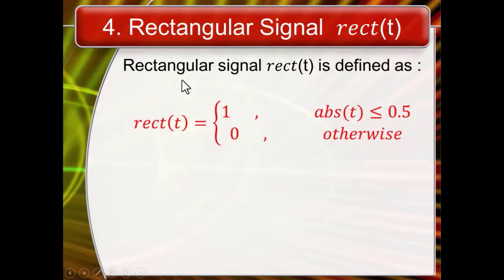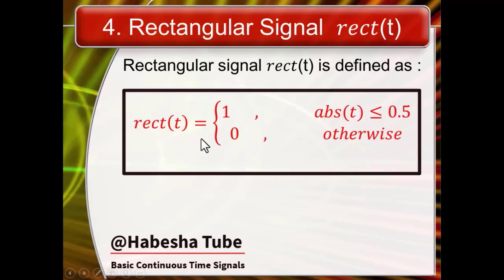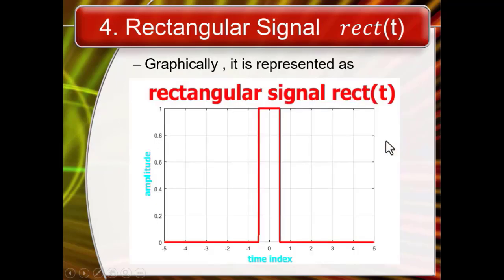The fourth type of basic continuous time signal is the rectangular signal, or rect of t. Mathematically, we can define rect of t as equal to 1 for the absolute value of t less than or equal to 0.5, and 0 otherwise. Graphically, we can represent rect of t as 1 between -0.5 and 0.5, and it is 0 for all other values of t.